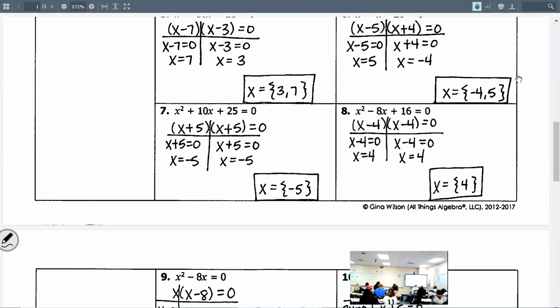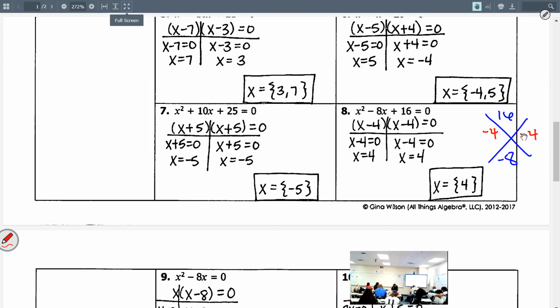First thing you should have done is made sure that it's set equal to 0, and it already is. Second thing you should have done is factor the other side. And when it's a trinomial in that format, you use the diamond method. So 16 should have been at the top, negative 8 at the bottom. What are two numbers that multiply to 16 but add to negative 8? Negative 4 and negative 4. Good.